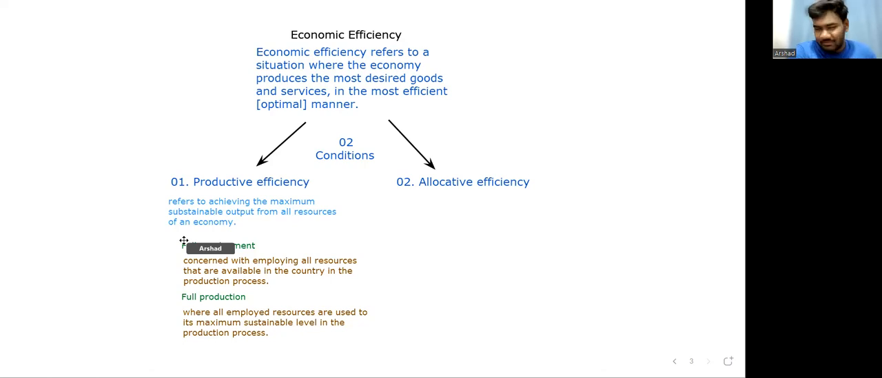We hired 80 people, but all are working for 8 hours. No problem. Full employment? No. But have we achieved full production? Yes. So get the difference between full employment and full production.